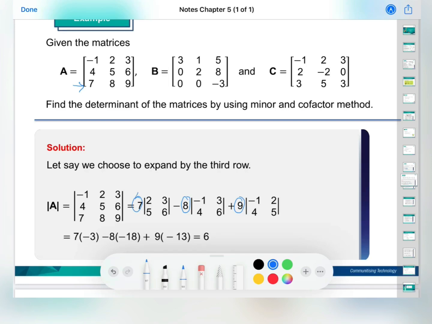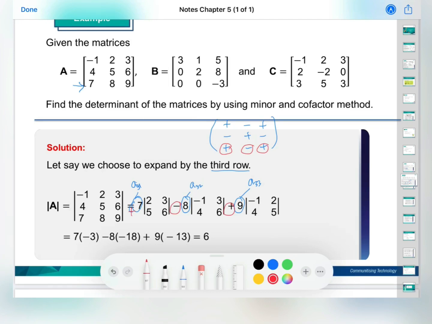So this is A31, because we expand by the third row. So this is your A32, and then this is your A33. Remember, for the cofactor we have plus minus plus, minus plus minus, plus minus plus. Therefore in the third row we have plus here, minus here, and then plus here, because it is plus minus plus. This is the cofactor sign.